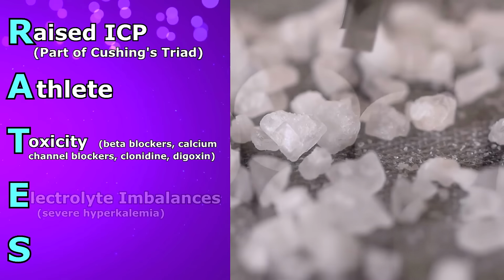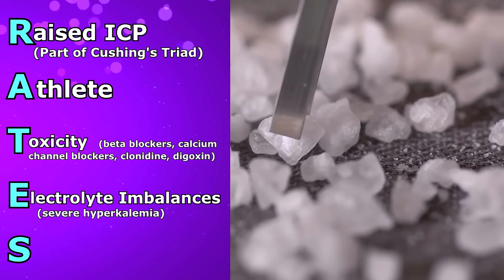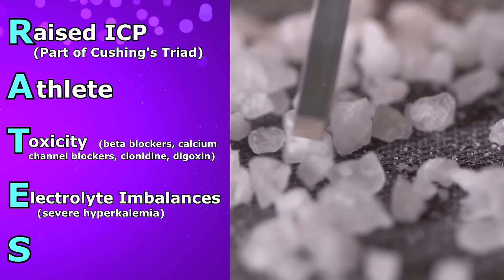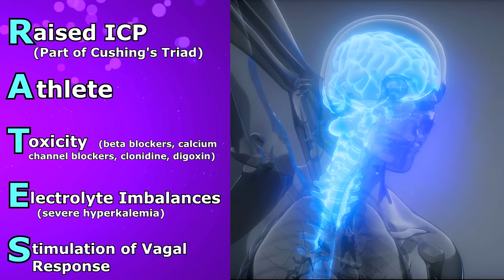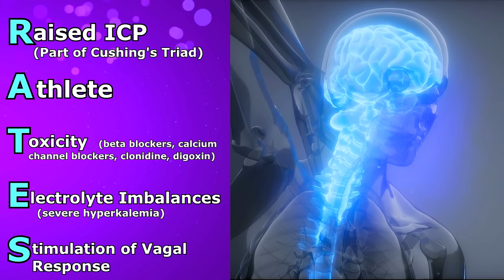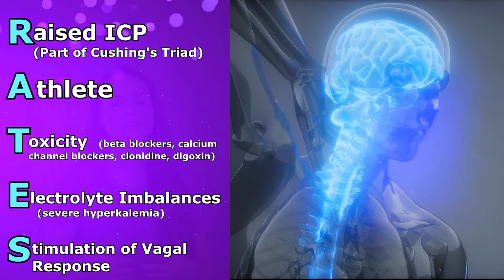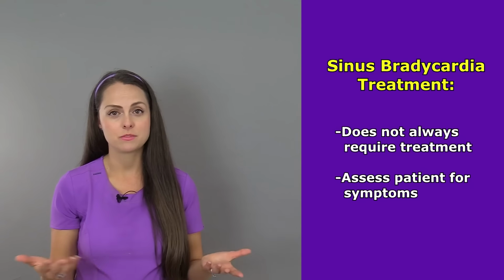E is for electrolyte imbalances, so severe cases of hyperkalemia where that potassium level is very elevated, it could cause bradycardia. And then lastly, stimulation of vagal response, where it's either overactive or the patient is having vomiting, it can cause a patient to brady down. So now let's talk about the treatment for sinus bradycardia. Well, with this rhythm, it doesn't always require treatment. It depends on if your patient's having symptoms or not.